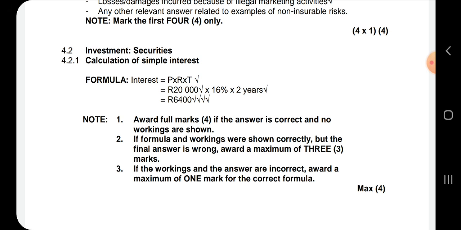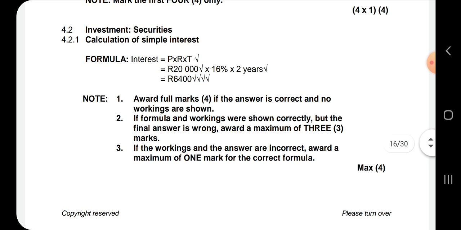And then 4.2, investment securities. You have to use simple interest: principal, times the rate, which is the percentage, times the time, which is the number of years. So the interest is 6,400 rand on the 20,000 rand invested. So in total, they will have 26,400 at the end of 2 years.